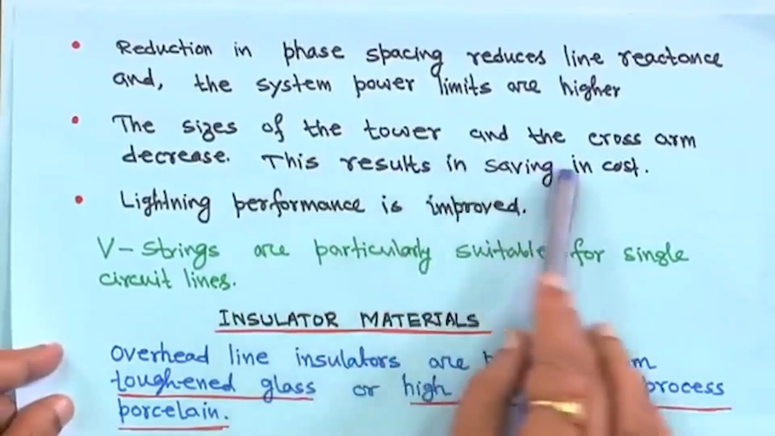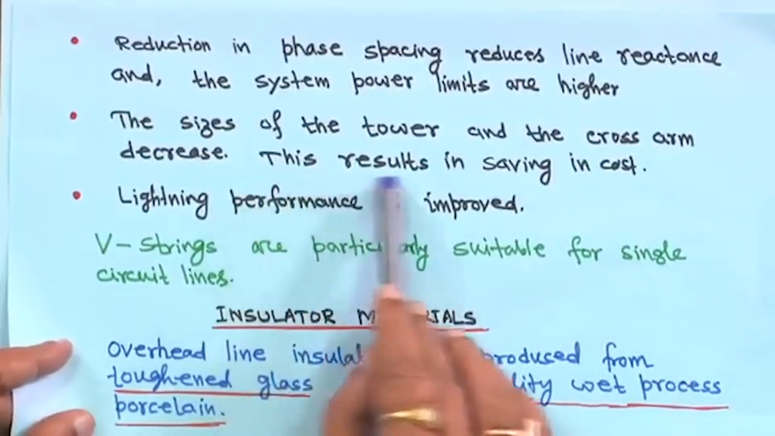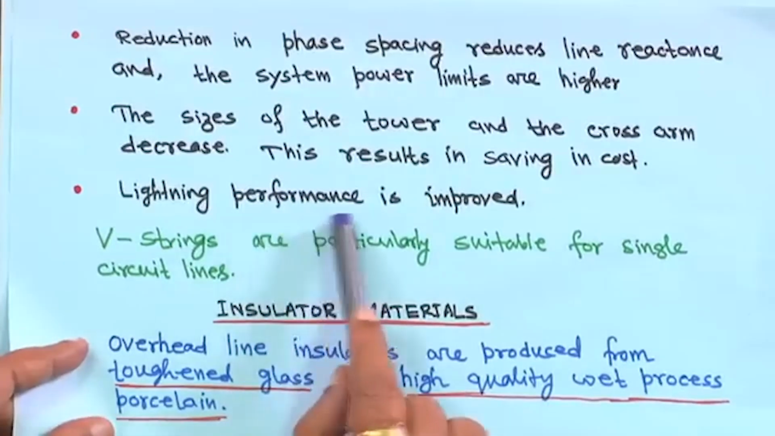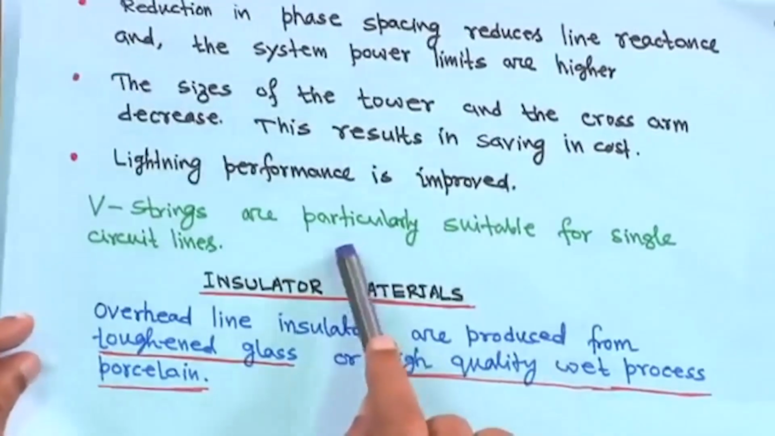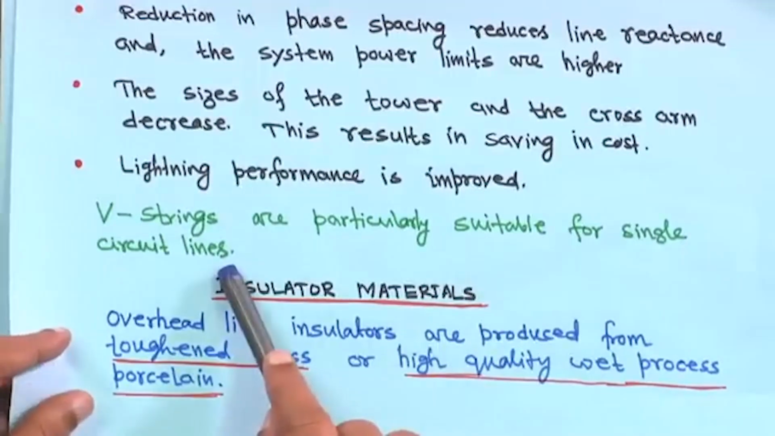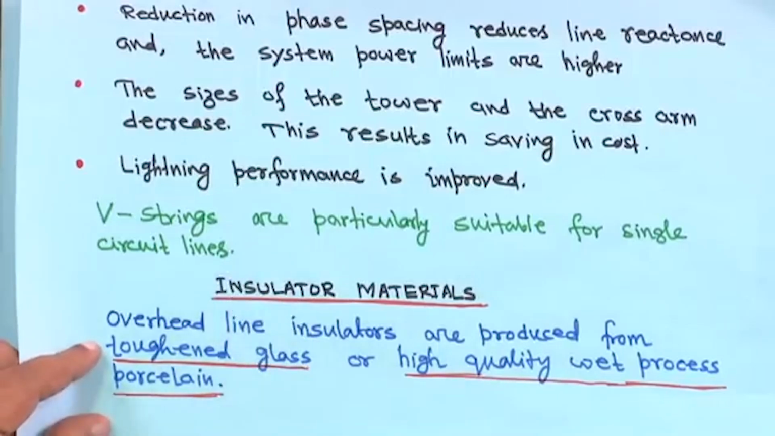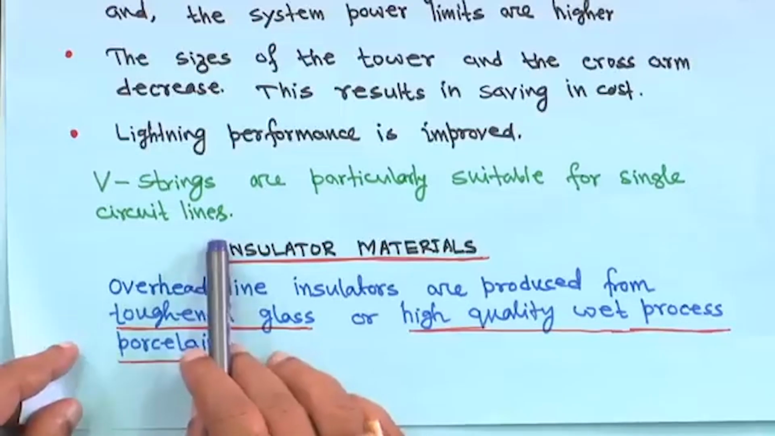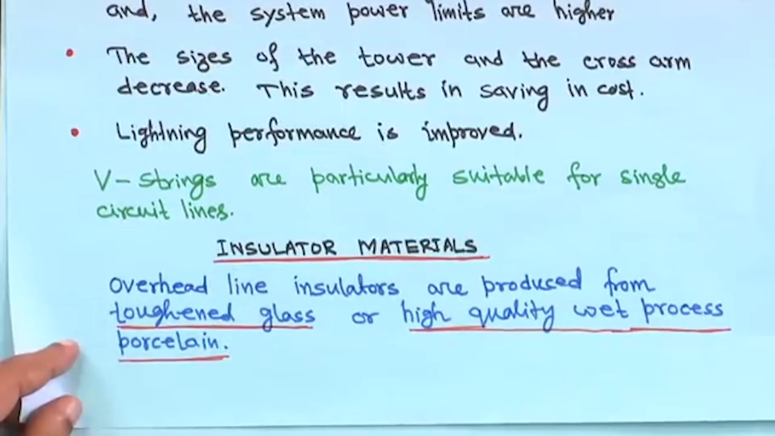The sizes of the tower and the cost decrease, naturally it will decrease, this results in saving in cost, and your lightning performance is improved. V strings are particularly suitable for single circuit lines, because if 2 circuits come, the number of strings will be doubled. So, generally it will be expensive. So, V strings are particularly suitable for single circuit lines. For high voltage lines it is better. Single circuit means in each phase there will be only one conductor, one circuit.